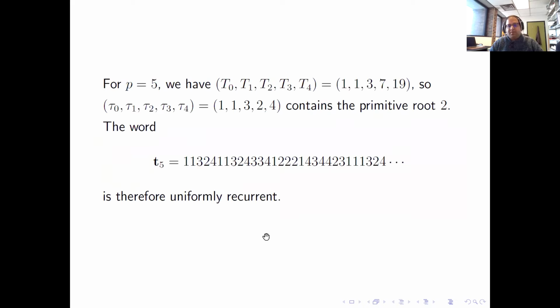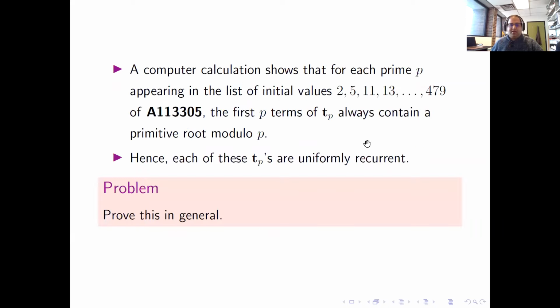Here's the mod 5 example. If I look at the first 5 central trinomial coefficients and reduce them mod 5, we get 1, 1, 3, 2, 4. 0 is not there, and I do have a primitive root mod 5. That's enough to guarantee that the entire sequence is uniformly recurrent. So that's something I can prove. I compute the first 5 terms, and if I see a primitive root, then I know the sequence is uniformly recurrent.